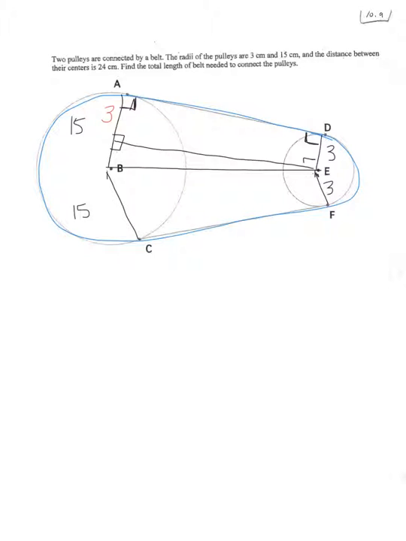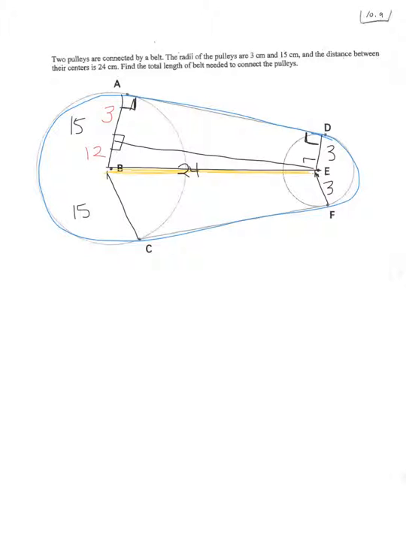But 3 plus what gives you 15? This portion would be 12. And I realize they're not drawn to proportion. So the last bit of information they told us was the centers. I'm going to draw the centers in yellow. So this is 24.